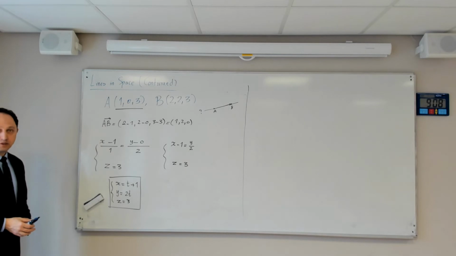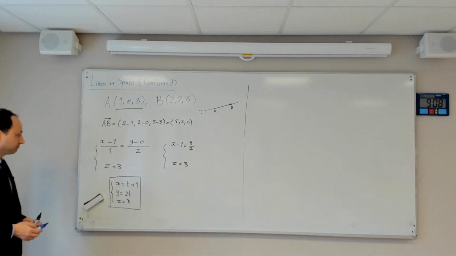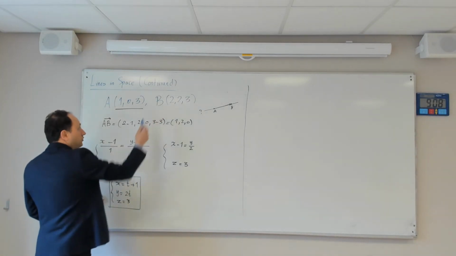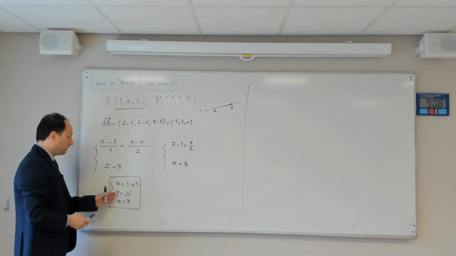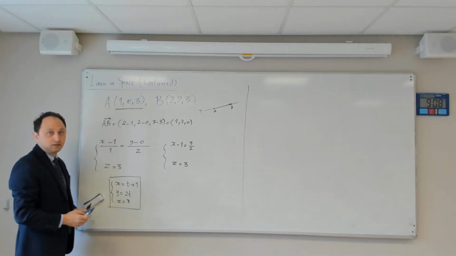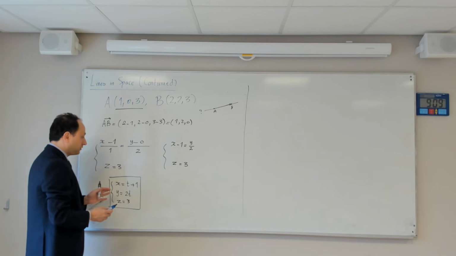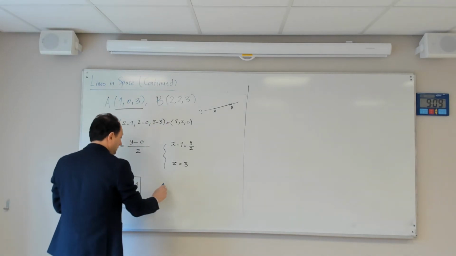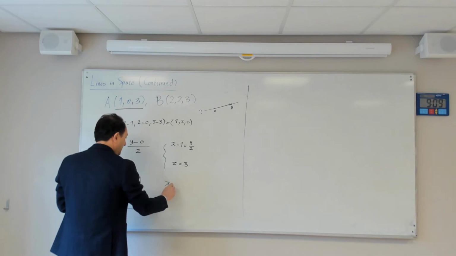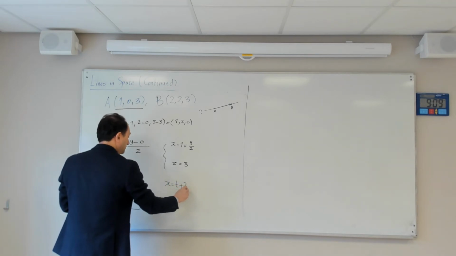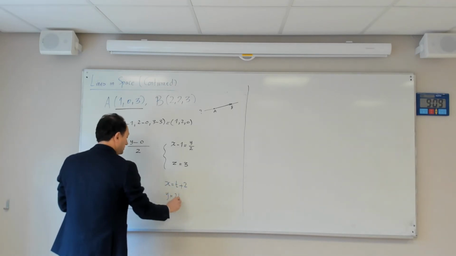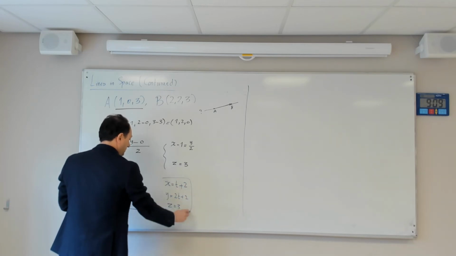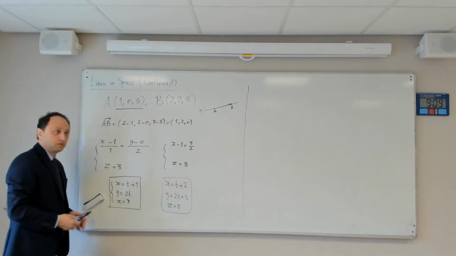Yes? But let me ask you one question. If I have chosen to write the equation with B, this is a little bit different from the situation of planes. So let me just write it with B. So then it becomes x is equal to t plus 2, y is 2t plus 2, and z is again 3. Could you feel that they are the same lines?